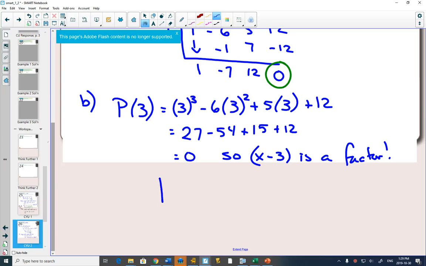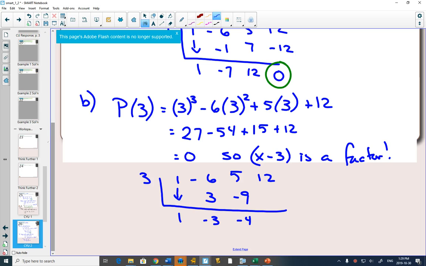Once again, we could have done synthetic division. I'm just going to keep doing this as a review. If you're dividing by x minus 3, there'd be a 3 out front. Bring down the 1, 3, add, multiply, add, multiply, add. Got a remainder of 0 there as well.